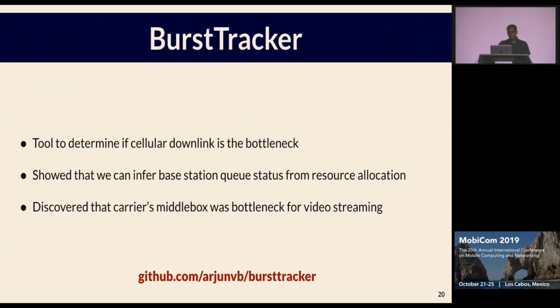Now, to summarize, we started with a common problem where video streaming was performing poorly and speed tested and explained why. To solve this problem, we built BurstTracker, which allows developers to determine whether or not the cellular downlink is the bottleneck. And our algorithm was driven by the neat insight that we can infer the queue status from the way the base station scheduled resources. And we applied this to video streaming to discover that a Middlebox in the carrier's network was forcing slow start restart on video segments.